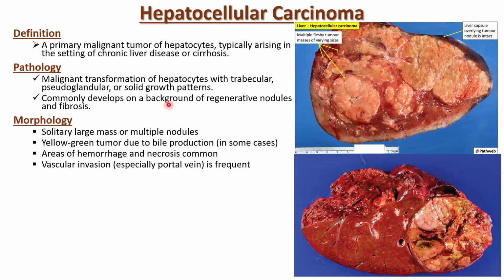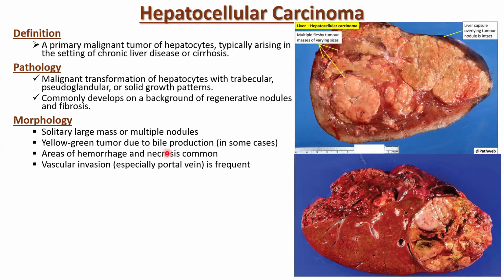So what will you be able to see in a post-mortem pathology? You'll be able to see a solitary large mass or multiple nodules. It can be one solitary, it can be multiple, as you can see in this image. They are yellowish in color, or sometimes greenish, due to bile production in some cases.